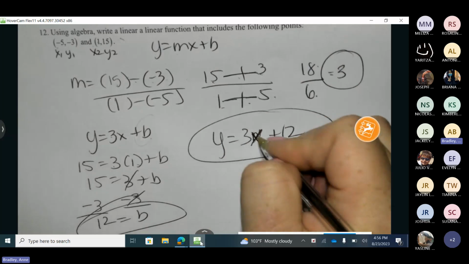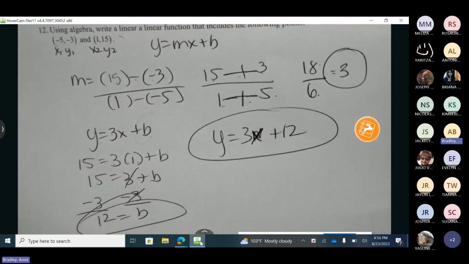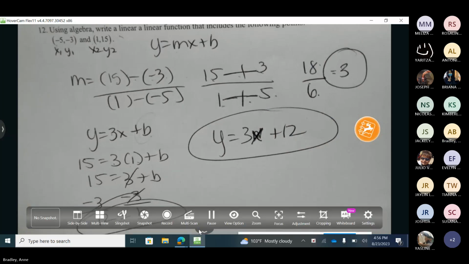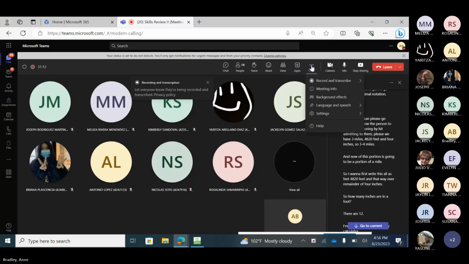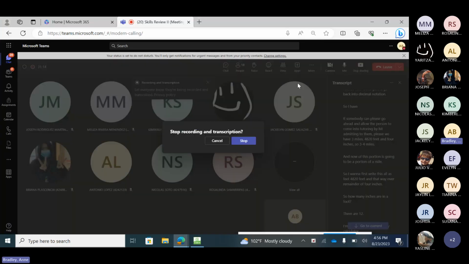So the next study session I hold will be tomorrow. Tomorrow's when we're going to go over word problems. Let me come up here, come back here, give me 1 second. Tomorrow will be word problems.